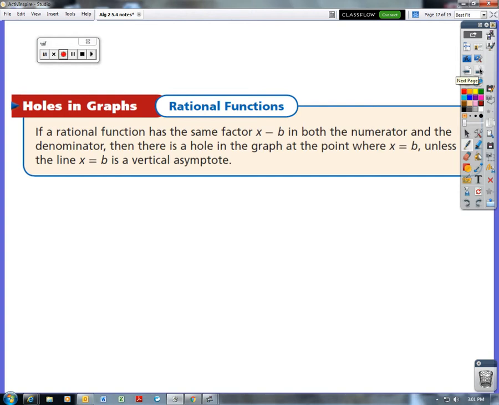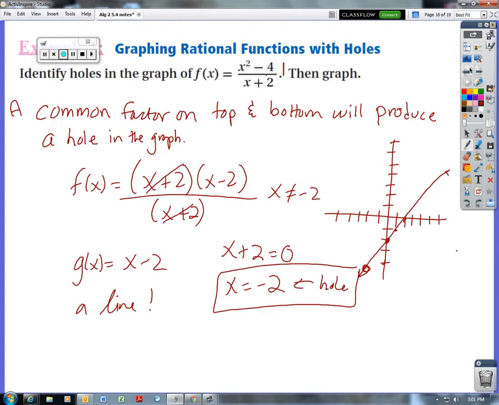That's why, let's go back to this. If you do have this sort of situation and you say that there's a vertical asymptote at x equals negative 2, you will be wrong. There is no vertical asymptote at x equals negative 2. So when you're finding vertical asymptotes, you have to be careful and make sure that there is not a common factor in the top and bottom, because that will produce a hole instead of a vertical asymptote.